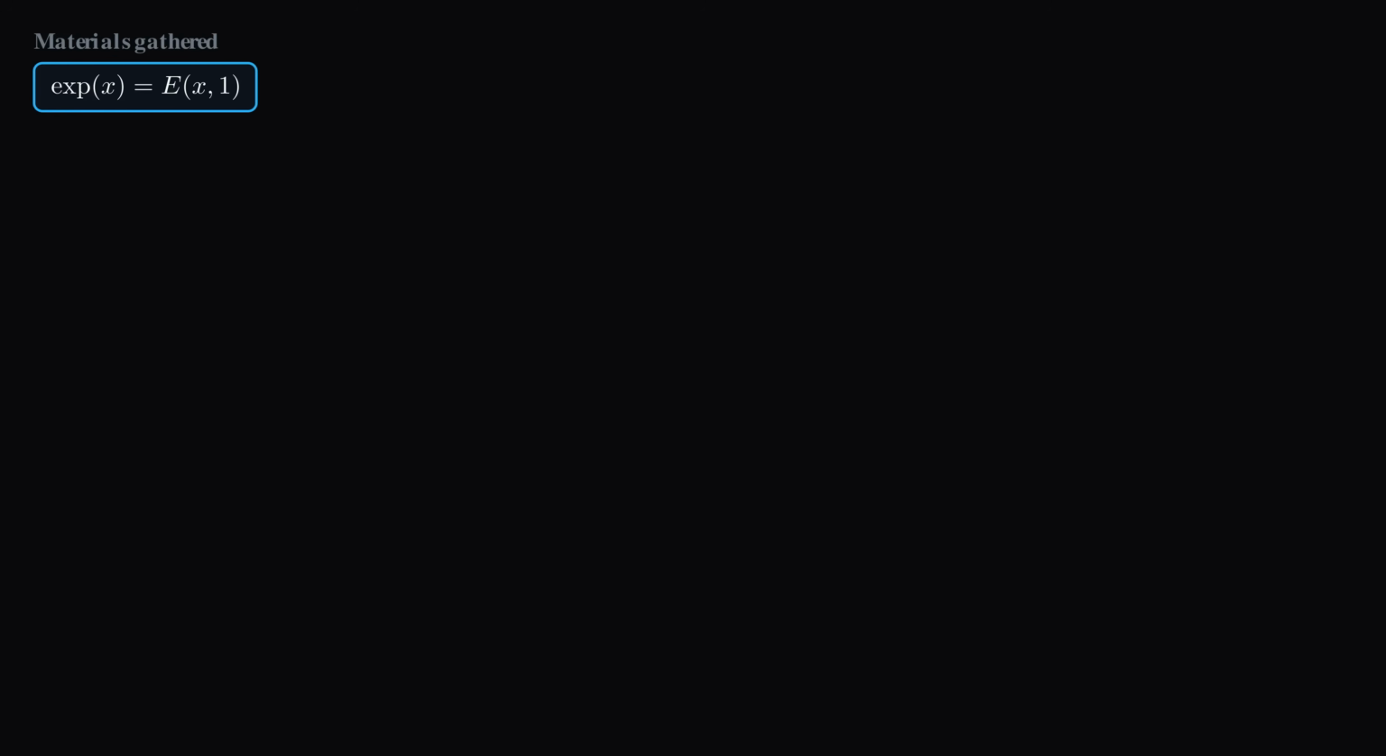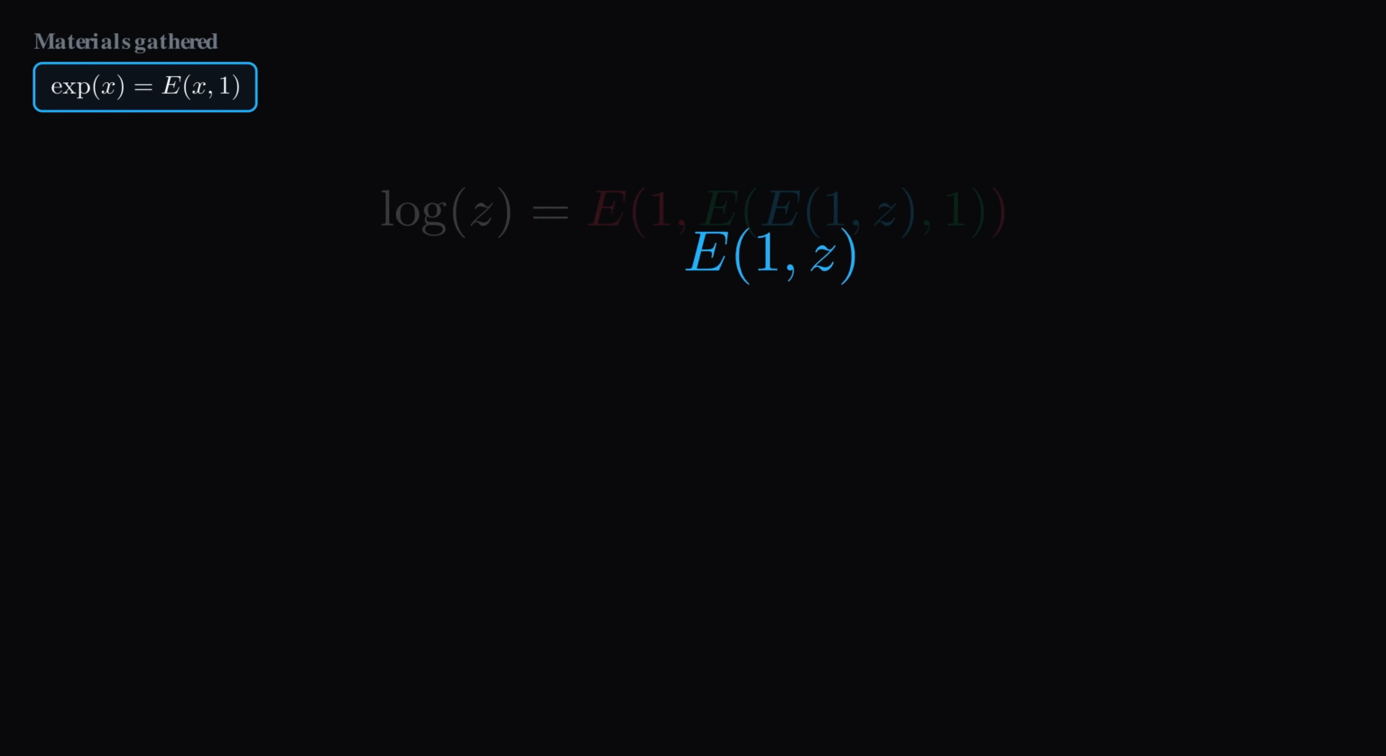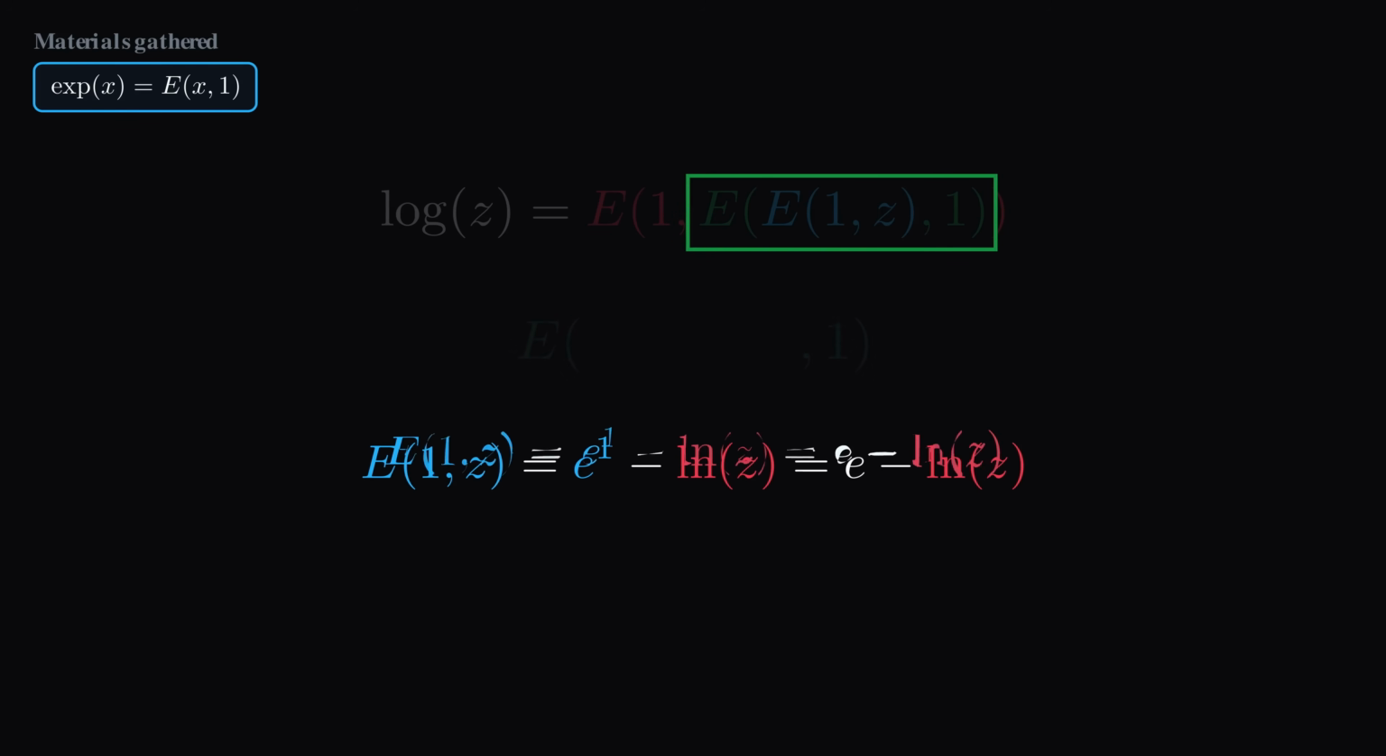Now logarithms, however, are slightly less obvious. The paper gives us this 3-gate construction. At first glance, this looks strangely backwards, so let's read it from the inside out. The blue layer is e minus the natural log of z, and we'll feed that into a second EML gate whose right input is 1.